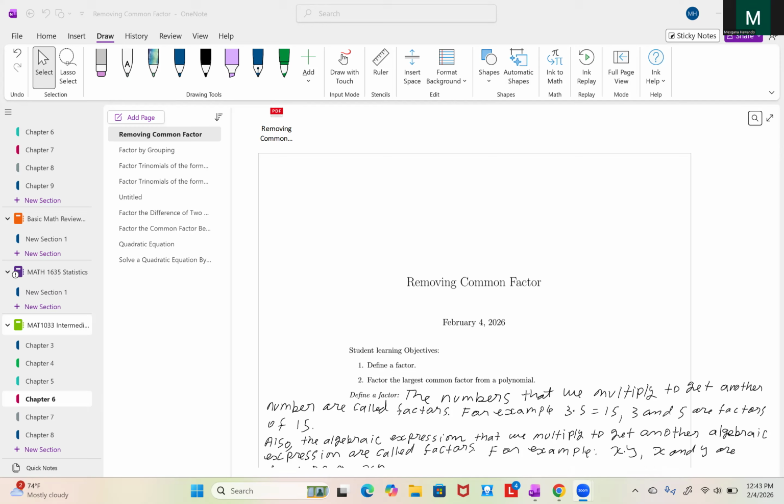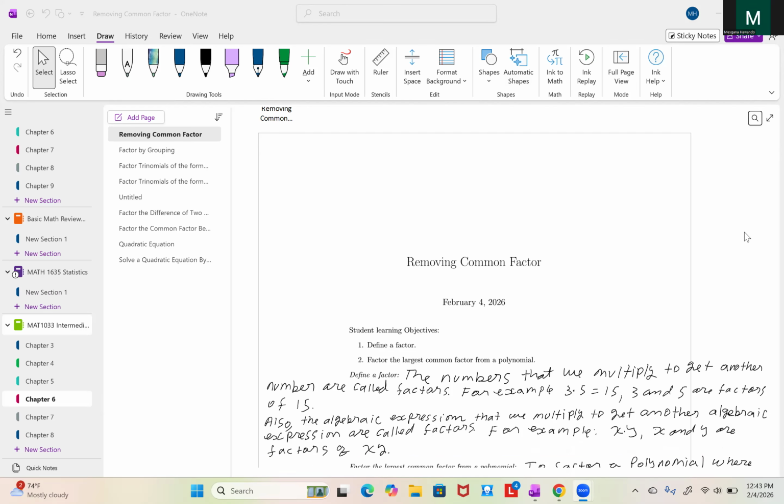Removing common factor, student learning objectives. One, define a factor. Two, factor the largest common factor from a polynomial.